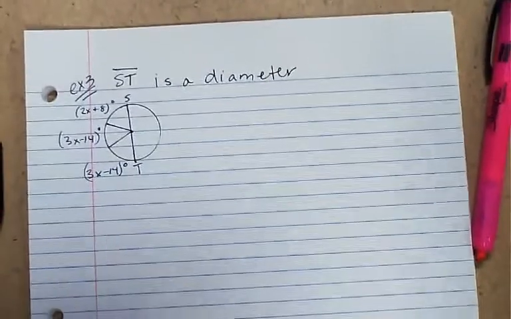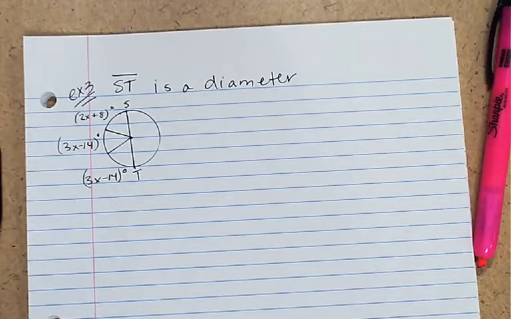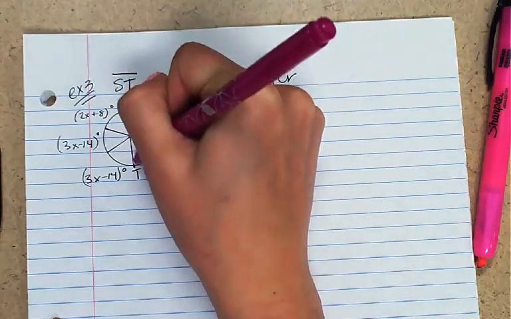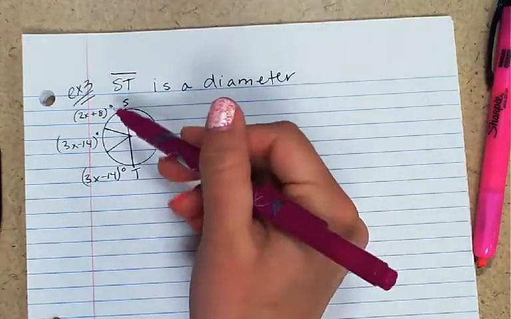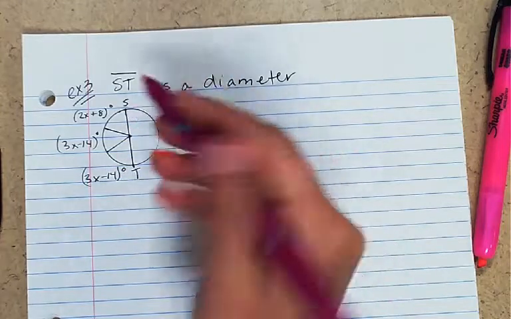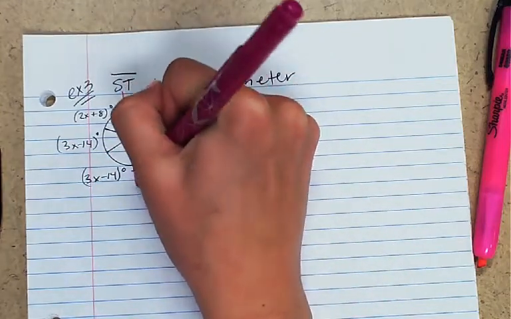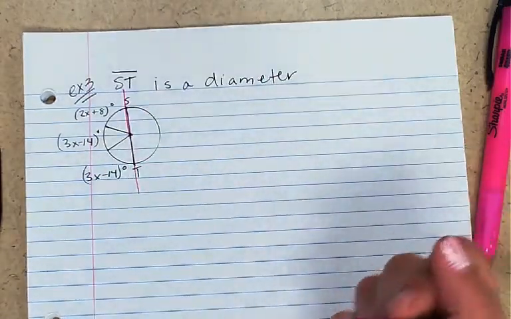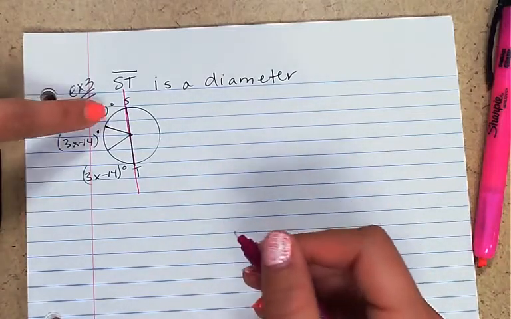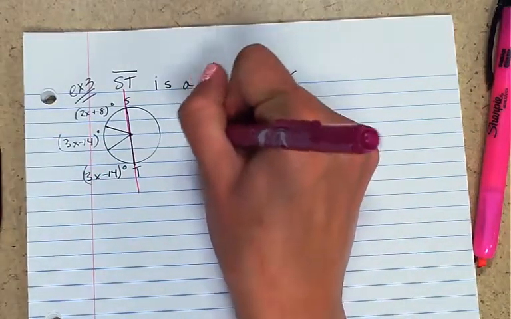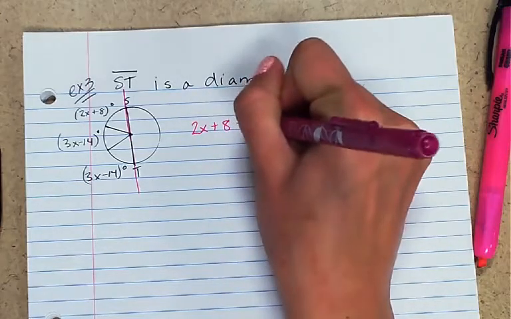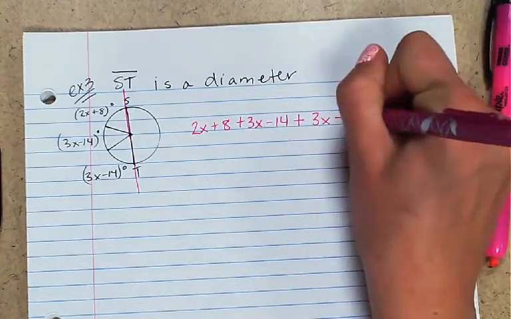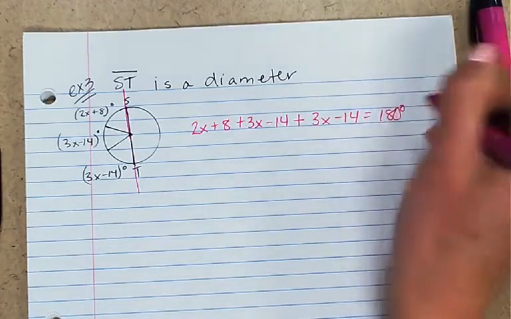Okay, last one. This one says segment ST is a diameter, so that's giving us a clue. We know that this segment here is cutting our circle in half, and we are going to figure out the value of X. So if we're cutting it perfectly in half, that means this whole thing has to be 180 degrees. Okay, so semicircles are always 180 degrees. So if I added up these three arcs, they have to add up to 180 degrees.